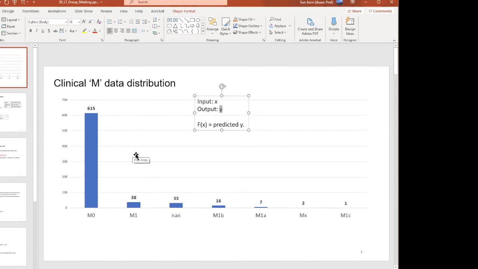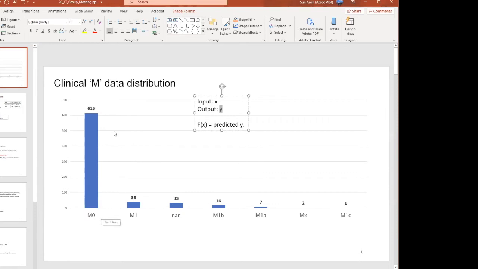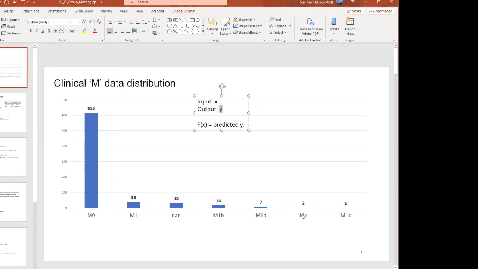The algorithm will find it very hard to differentiate between M1, MNAM, M1B, M1A, MX, because they are so small in numbers. But the algorithm should still be able to fairly pick up M0 quite well, because there are so many M0s in the sample size. So the reality is that the algorithm will tend to predict everything to be M0. This is the key thing. Basically, all these M1 to MX categories, it will try to predict as M0 to achieve the highest accuracy. That's the issue.